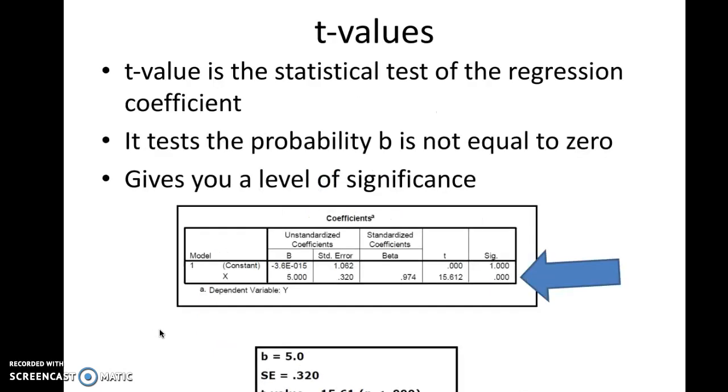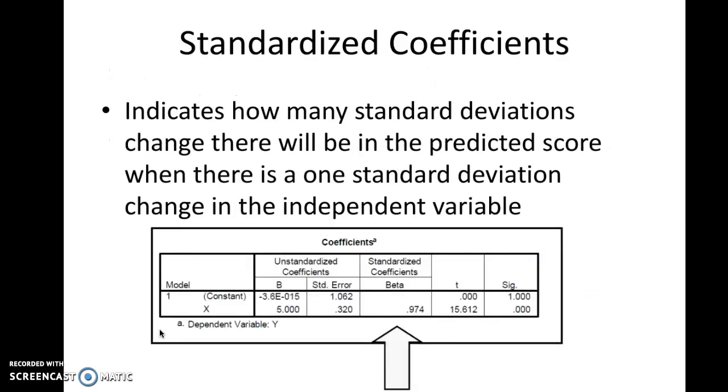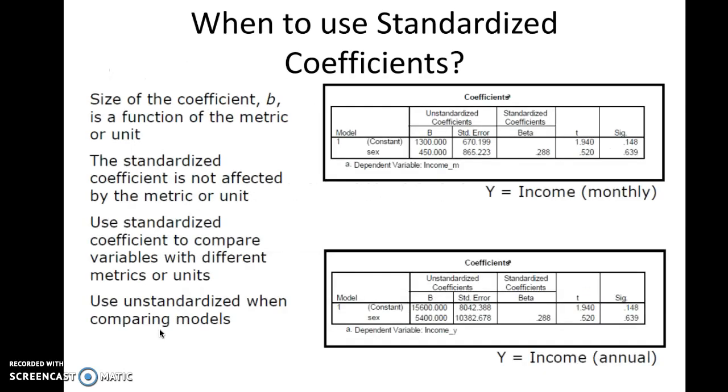You do get a t-value. It's actually a test of the regression coefficient. It tests the probability that the coefficient is not zero and also gives you your significance level. We never really report the t-value. It's not meaningful in and of itself, so you don't have to worry about that little t. We really just report the significance level. We also have standardized coefficients, which kind of tell you how much each variable is contributing to the relationship, but we're not going to do a lot of that in this class.